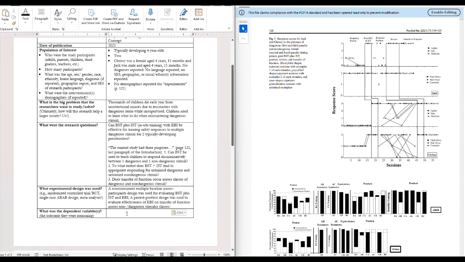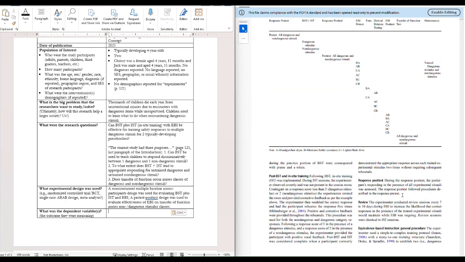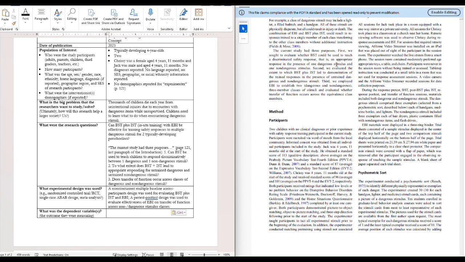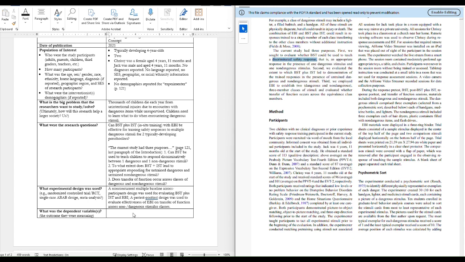All right, what was the dependent variable? So that's like, what are they trying to change? All right. So first we sought to evaluate whether BST, so there's the intervention, and BST plus IST, that's the intervention. What is it going to do? They're working on whether these result in improvements in discriminated safety responses.